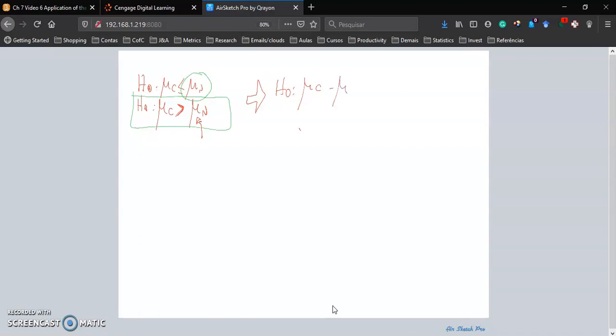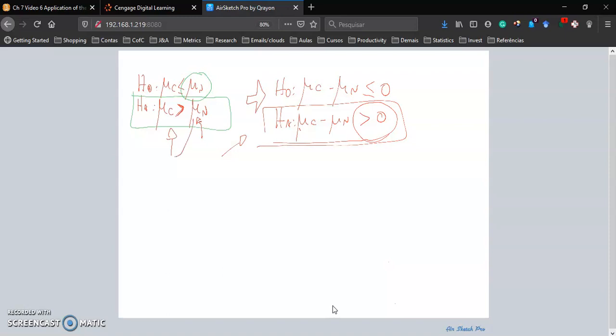This is the same as saying the difference between them is smaller than 0 under the null, and the difference between them is higher than 0 under the alternative. Okay, so this is an upper tail test. How can I know? Because of the alternative hypothesis. The alternative hypothesis is higher than 0. How can I know that it is higher than 0? Because I started here, right?